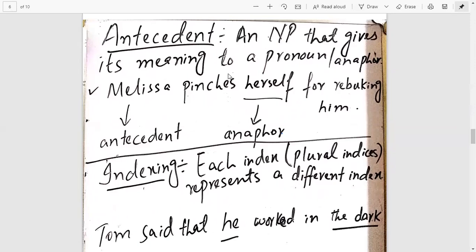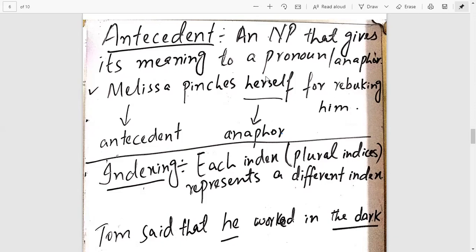Antecedent, which we have already discussed, but I'm giving you some more examples on antecedent. An NP that gives its meaning to a pronoun or anaphor. So this is such a noun phrase which gives its meaning to another noun phrase in the sentence, or to a pronoun or anaphor in a sentence.